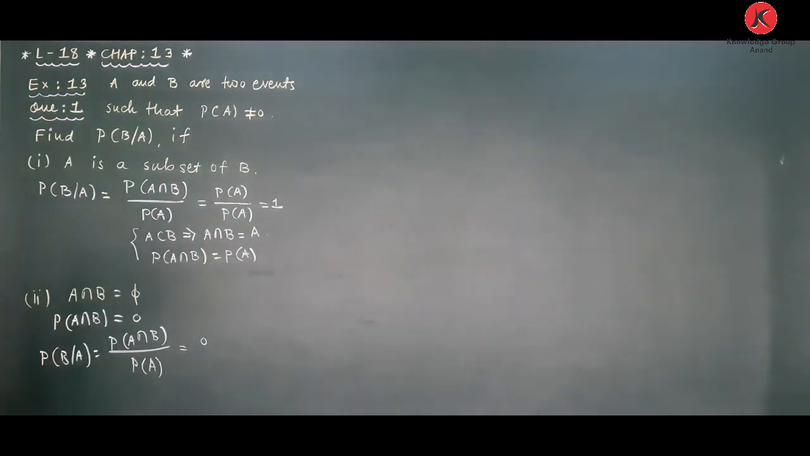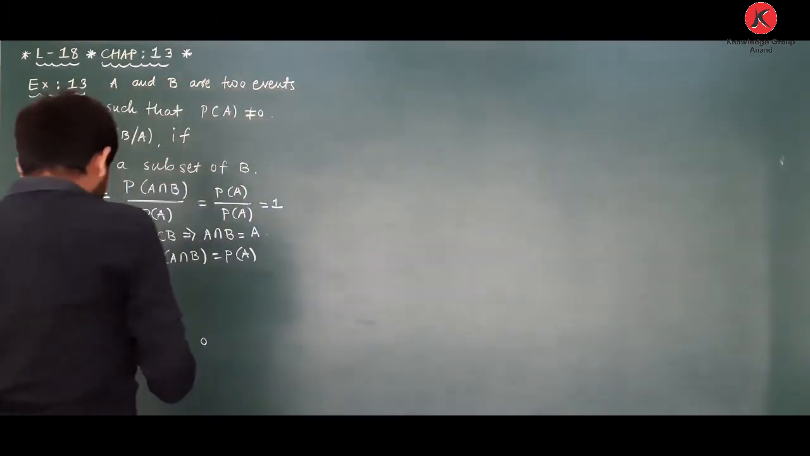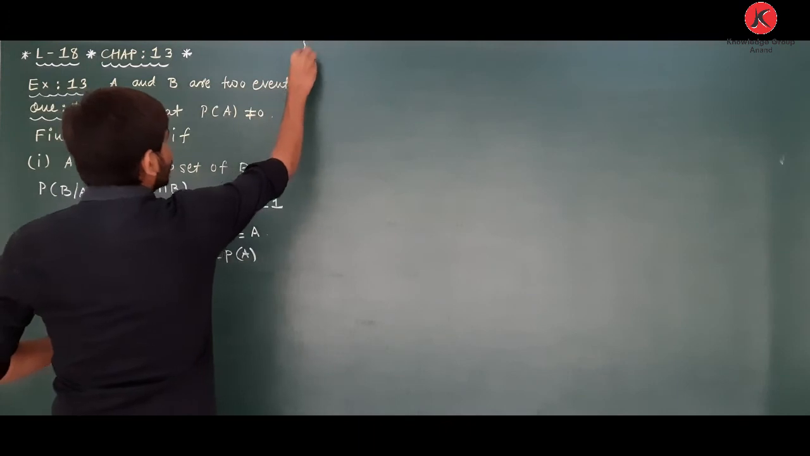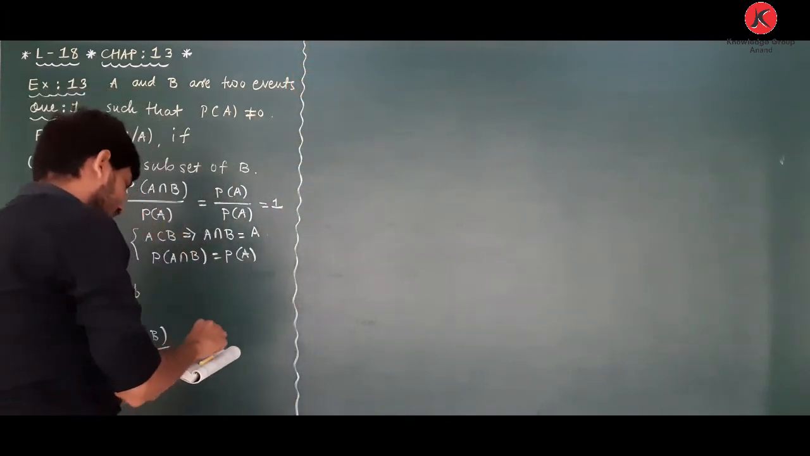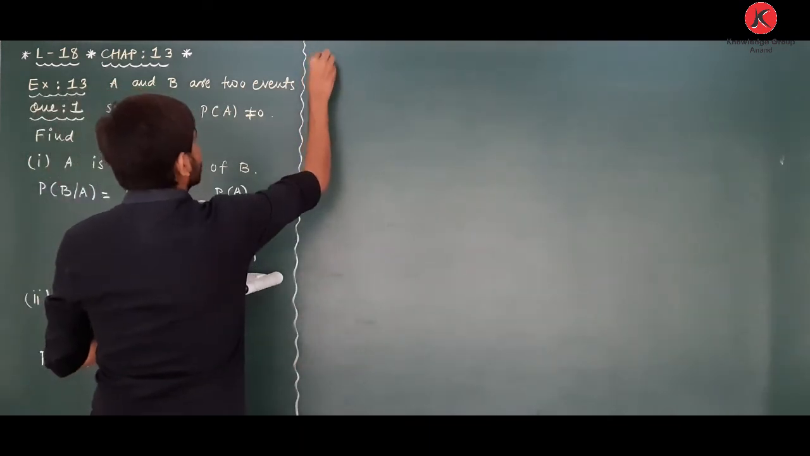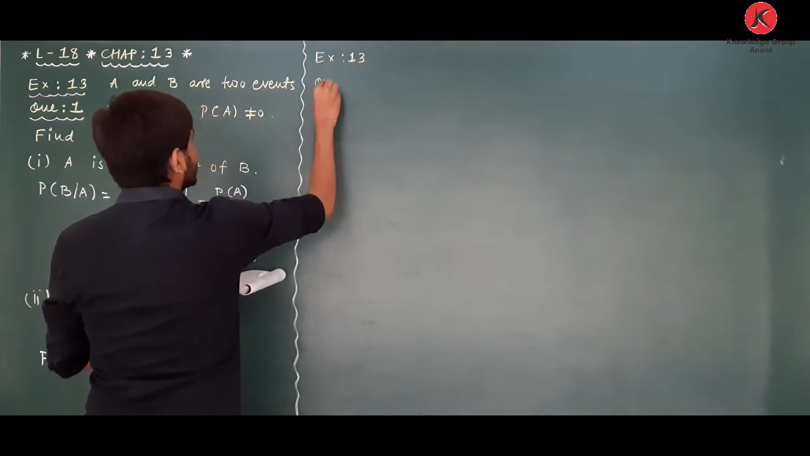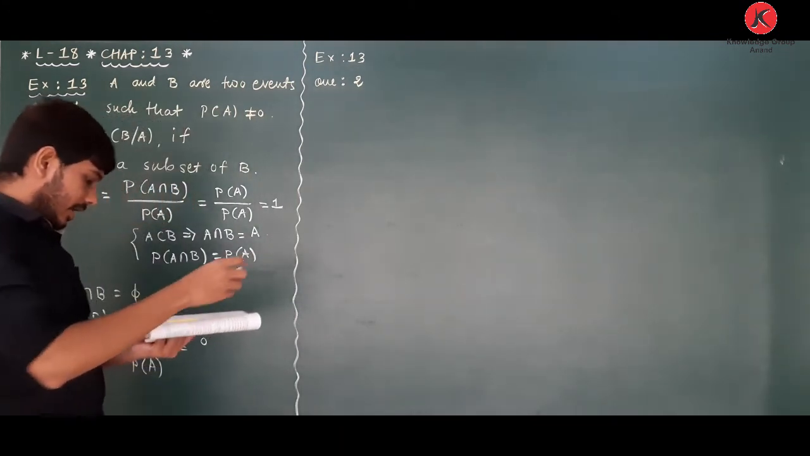Now we are going for the next question, exercise 13, question number 2. It is related to our conditional probability, which is quite an easy question. Read the question. Don't write down the question, it is a bit long.